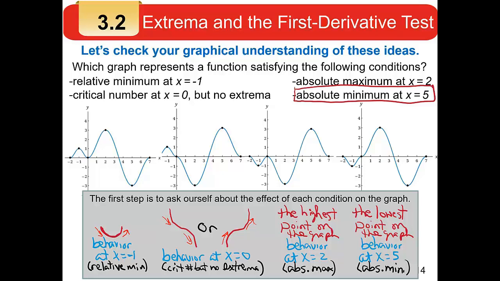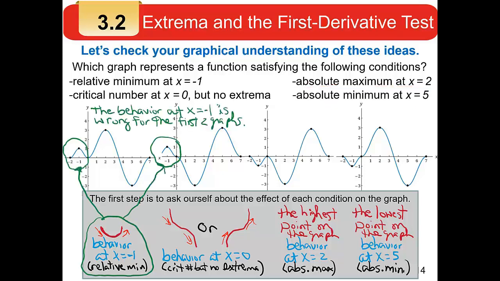And the first thing I would probably notice is that those first 2 graphs have exactly the opposite behavior at -1. Notice at -1, you're supposed to get this down, then up behavior, and this is the actual opposite. That's up and then down. So neither of those graphs can possibly be right because they don't satisfy this first condition.